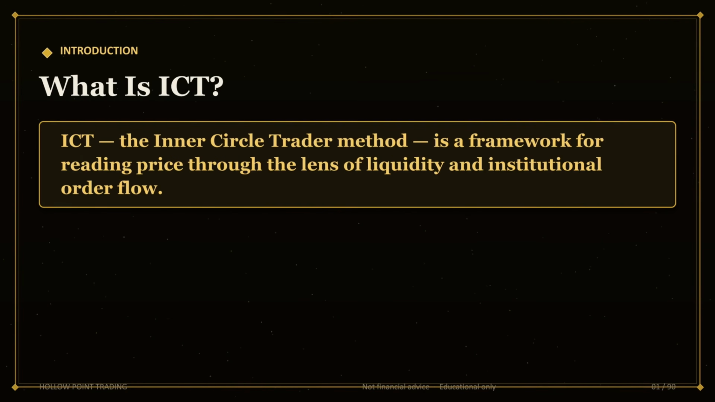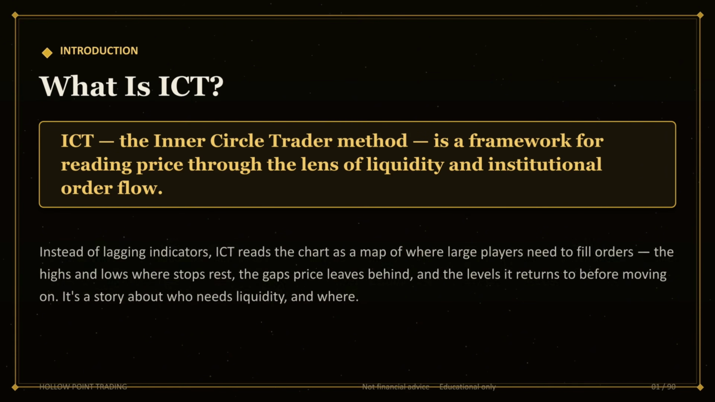What is ICT? It is a framework for reading price through the lens of liquidity and institutional order flow. Instead of relying on lagging indicators, ICT views the chart as a map of where large players need to fill orders, focusing on where liquidity rests.